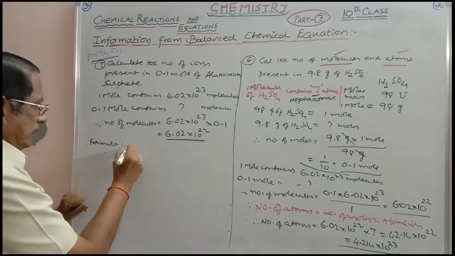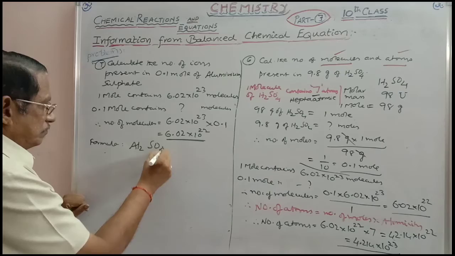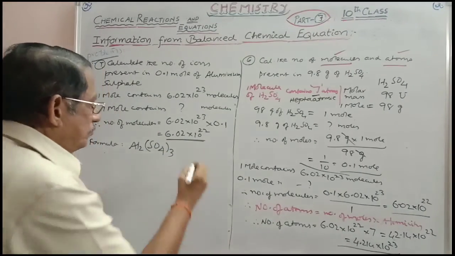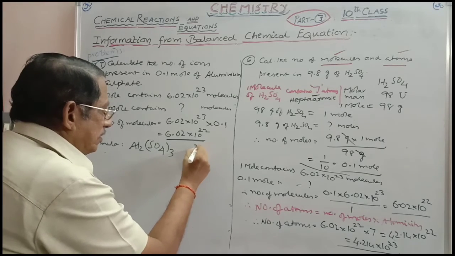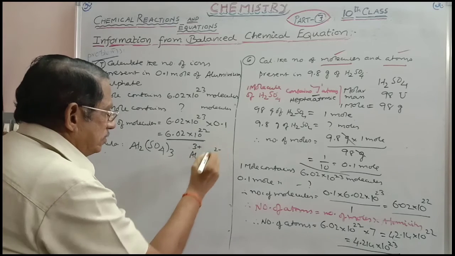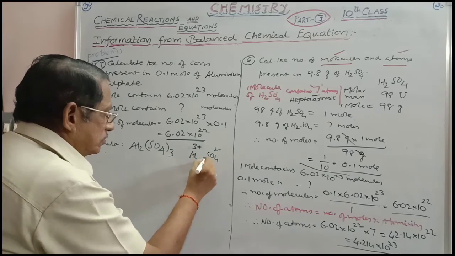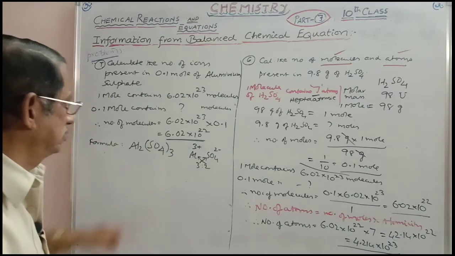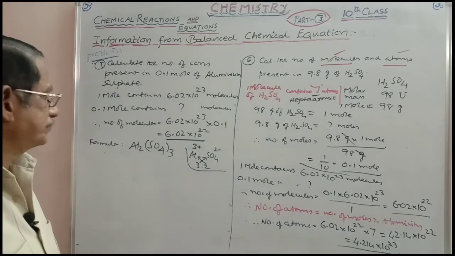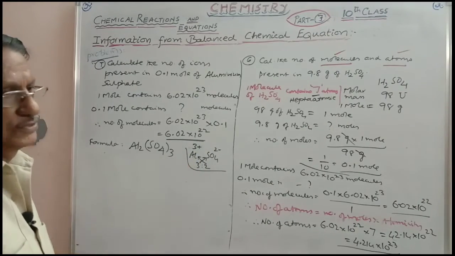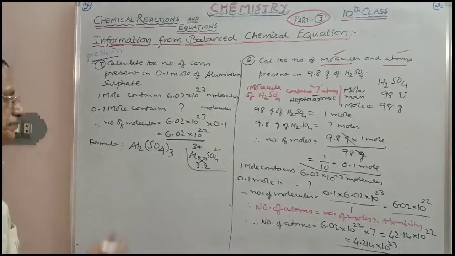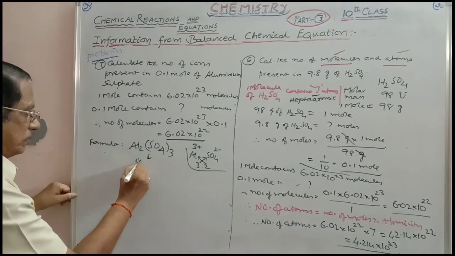Formula of aluminum sulfate is Al2(SO4)3. This you have to know. According to valency rules, Al3+ here, SO4 2- here, crisscross rule 3:2. This is the formula. To write the correct formula, you have to follow the crisscross rule. These numbers are written as subscripts for their symbols or units. And aluminum sulfate is an ionic compound.